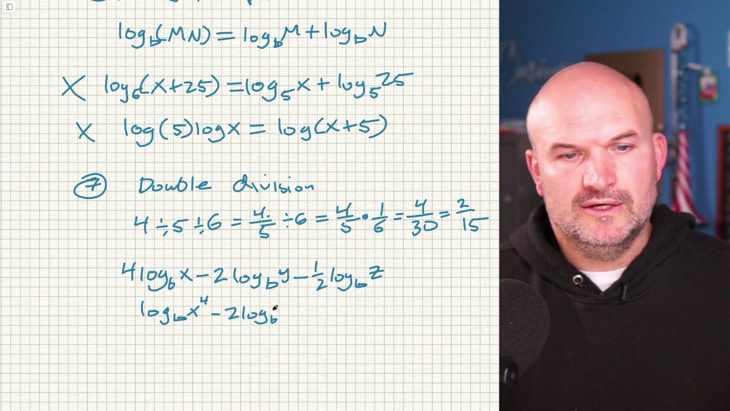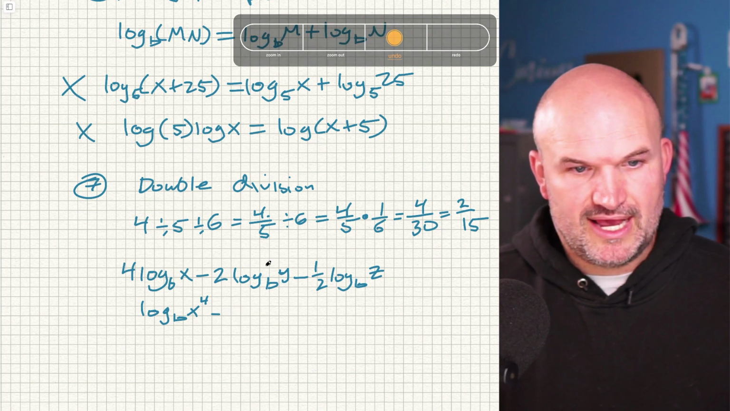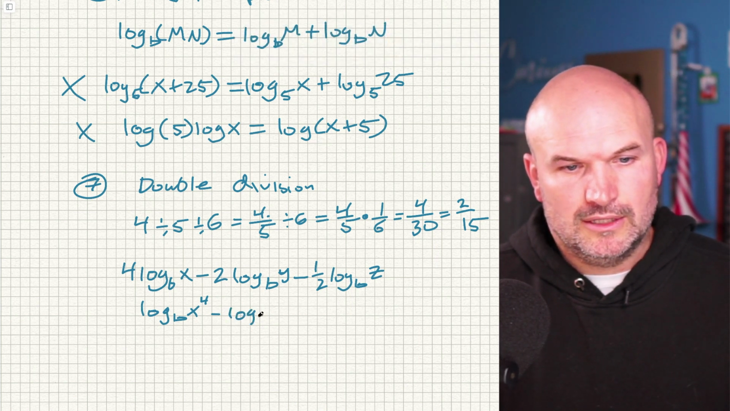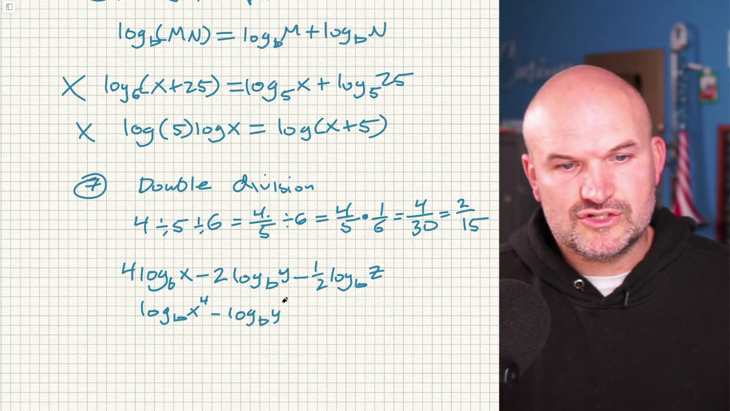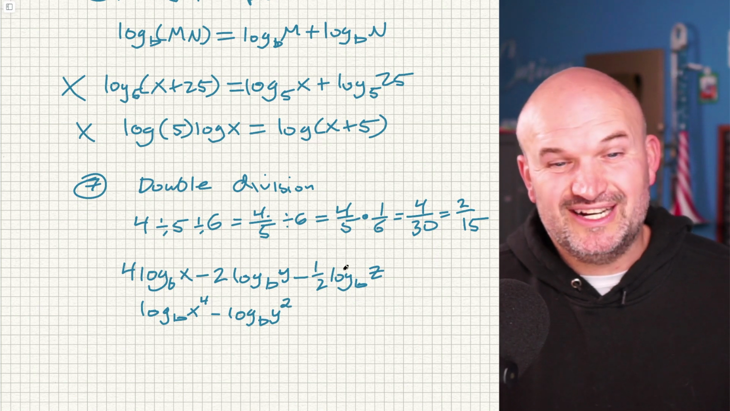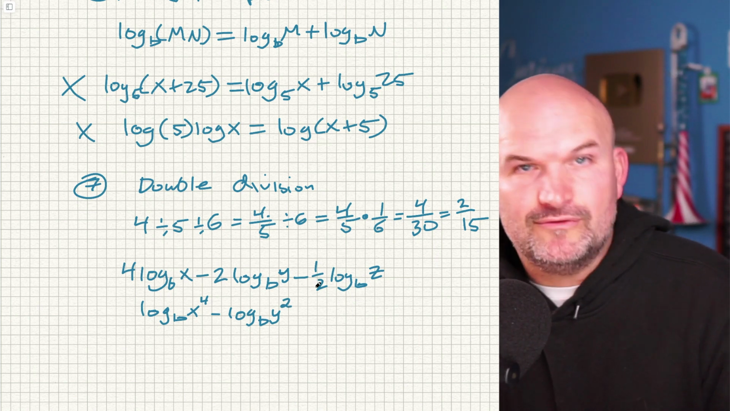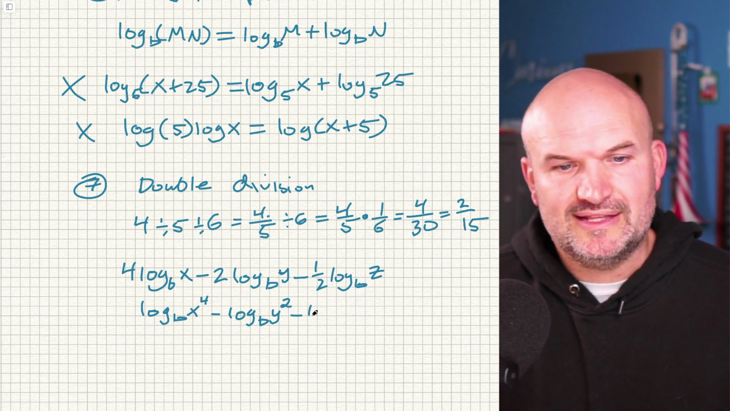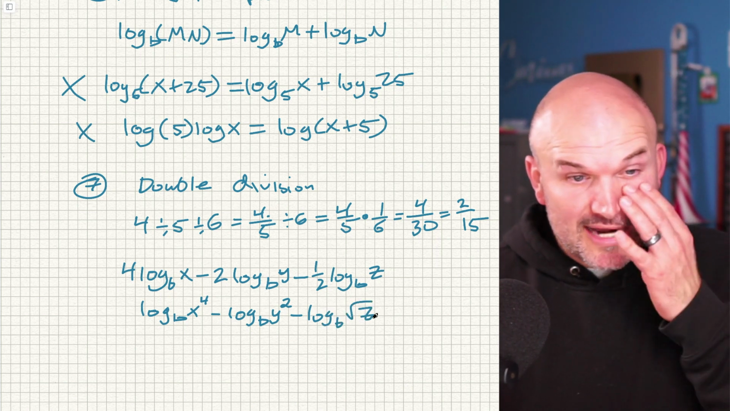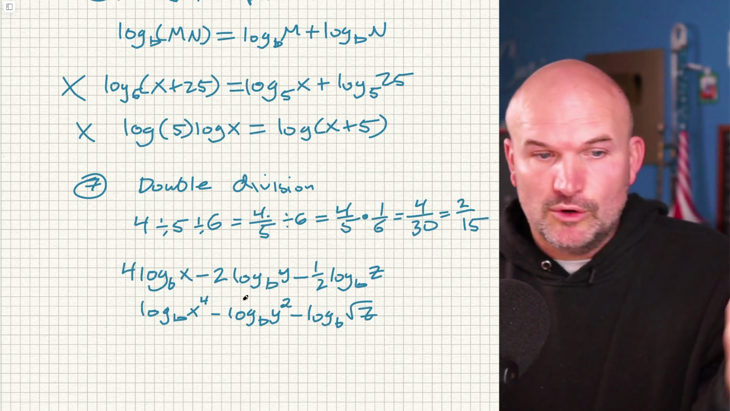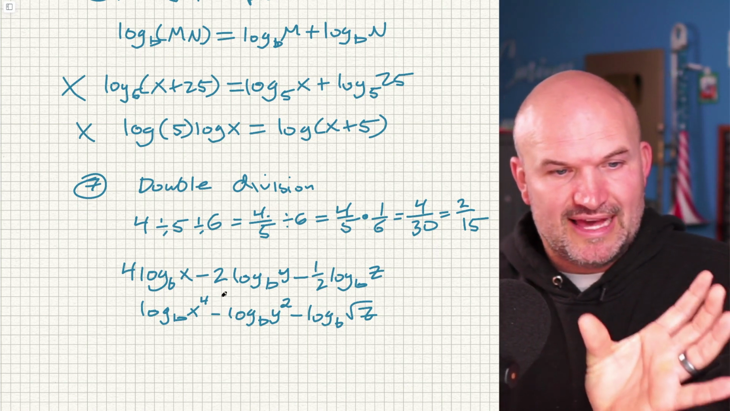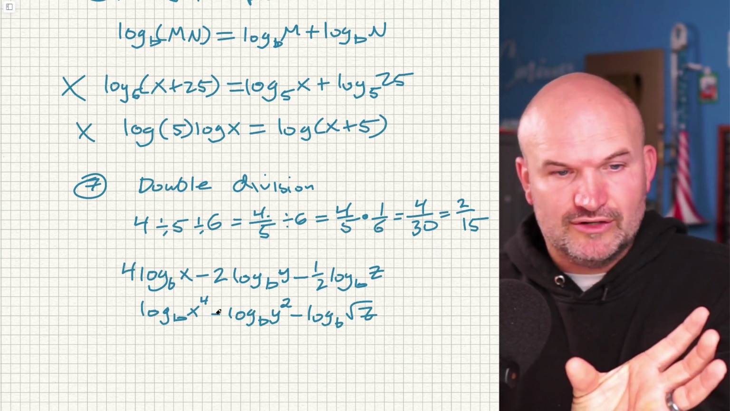So that's going to be log base b y squared. And then over here, this is going to be z to the 1/2, or the square root of z. So I'll just go ahead and rewrite this as log base b of the square root of z. Okay. Now, again, we can go through this. I can see that these two I can rewrite as a quotient.